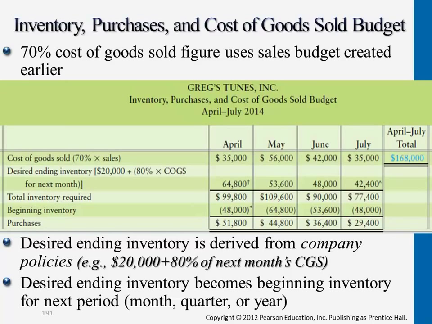Add it all together, this is the policy of how they get to that $64,800. So you will be using $20,000 plus 0.8 times $56,000 to get $64,800 for the first month, April. For May, you'll use $20,000 plus 0.8 times $42,000. Okay, so this is the policy. This will be given to you for each and every problem. What is the policy to determine their ending inventory and their cost of goods sold?